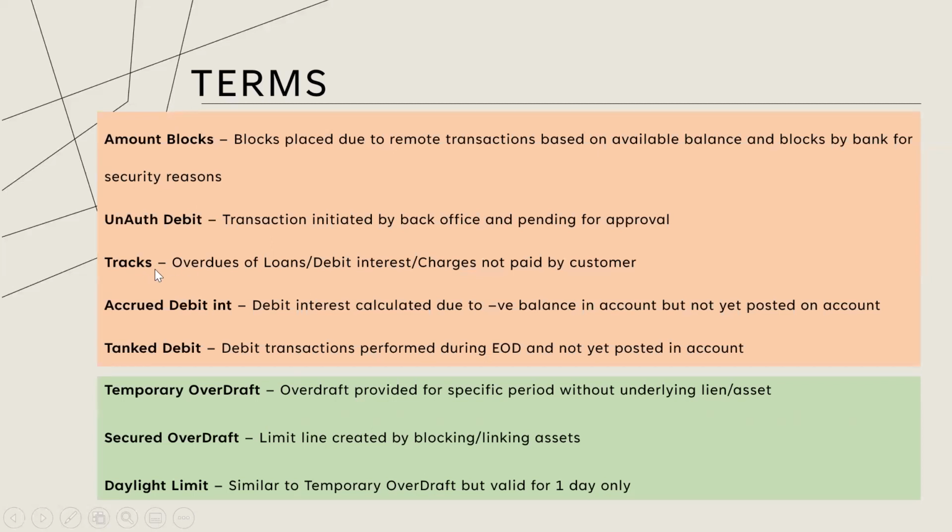And the third one is tracks. Tracks is nothing but the customer is supposed to pay some charges, interest or loan payments for past dues, but he has not paid, so that amount comes as a track. Whenever the customer balance increases or goes positive, that much amount is allocated against those pending amounts. And the fourth one is accrued debit interest.